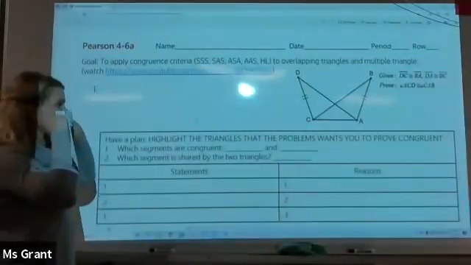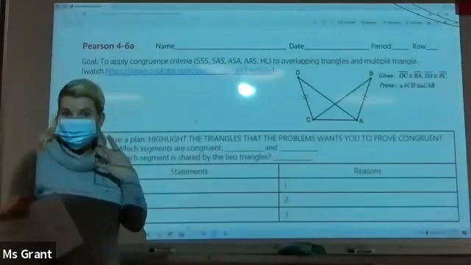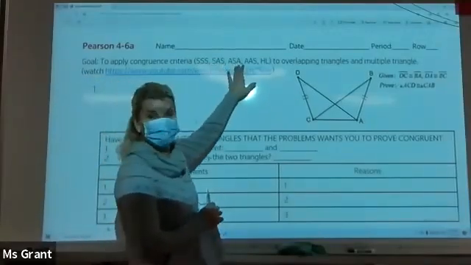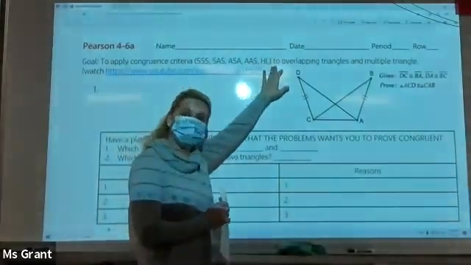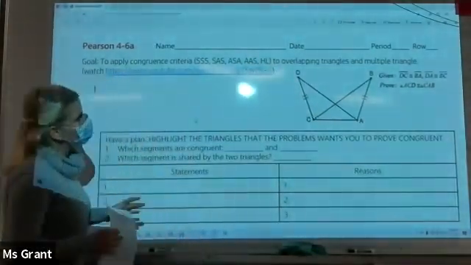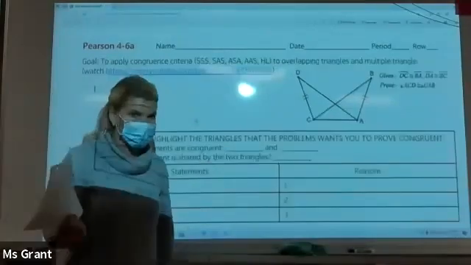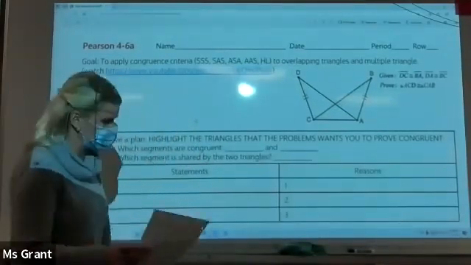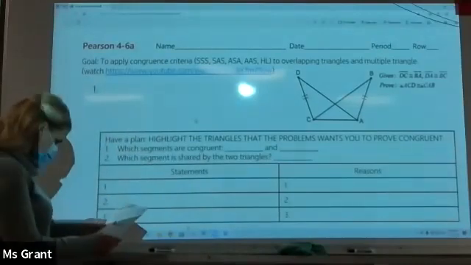We're going to use all of the theorems that we have learned. It could be side, side, side today, or side, angle, side, angle, side, angle, angle, angle, side, or hypotenuse, leg. And we're going to have overlapping triangles, and they're going to share things. So there's going to be a lot of reflexive property, just so you know. You'll see that often. So here we go.